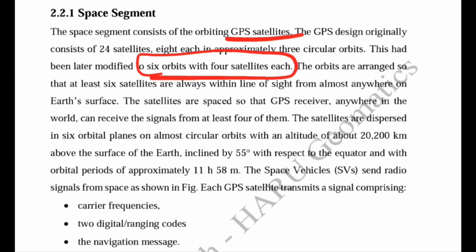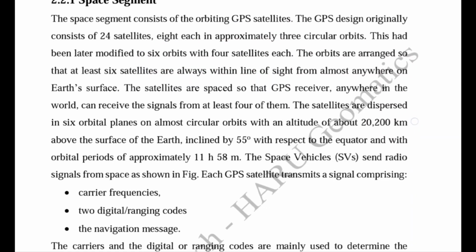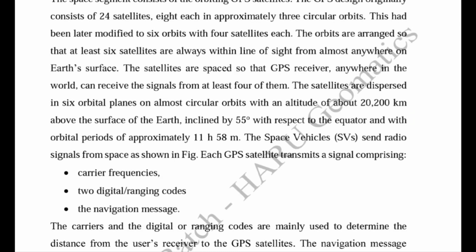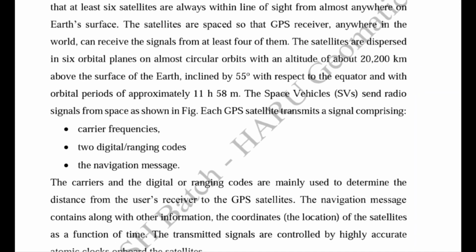Now these orbits are managed so that at least 6 satellites are always within line of sight from almost anywhere on the Earth's surface, because these satellites are adjusted in such a way that at every point on the Earth's surface there are a minimum of 6 satellites visible. So we can easily calculate our position, because we require a minimum of 4 satellites. That's why we say that GPS is fully developed and covers the globe.